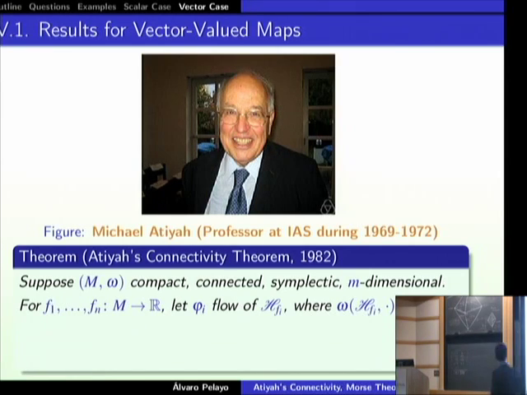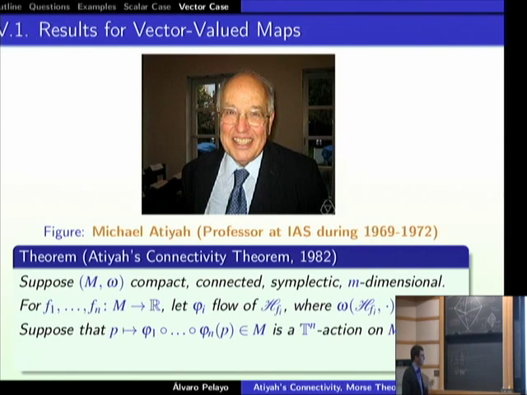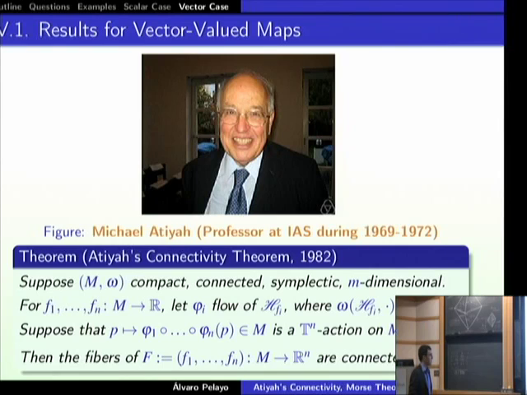Now call phi_i the flow of that vector field. And now put all these flows together, and suppose that the map that assigns to a point the point which you obtain by flowing along all these flows is actually a torus action. So suppose that the flows are periodic, of the same period. Then the fibers of the map f1 up to fn are connected.